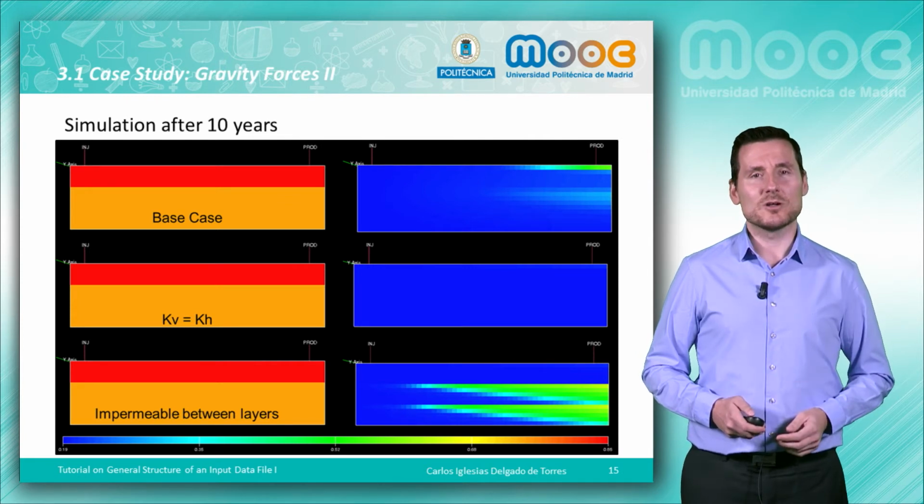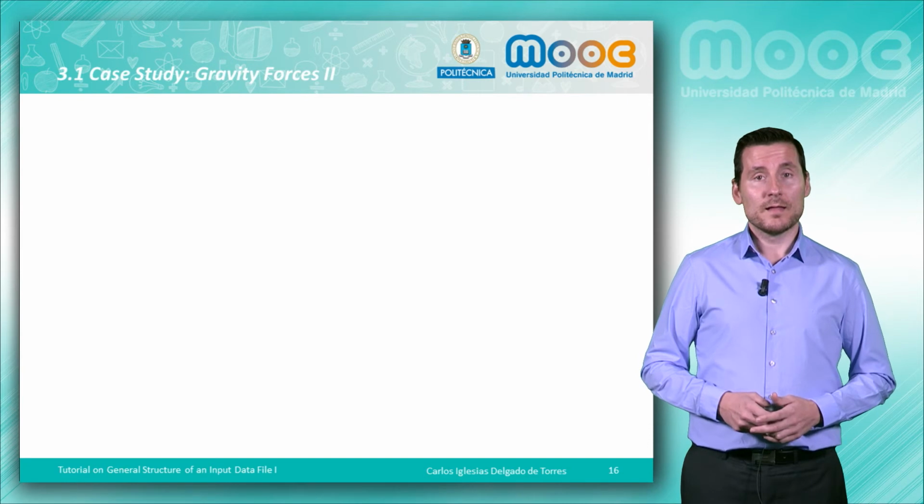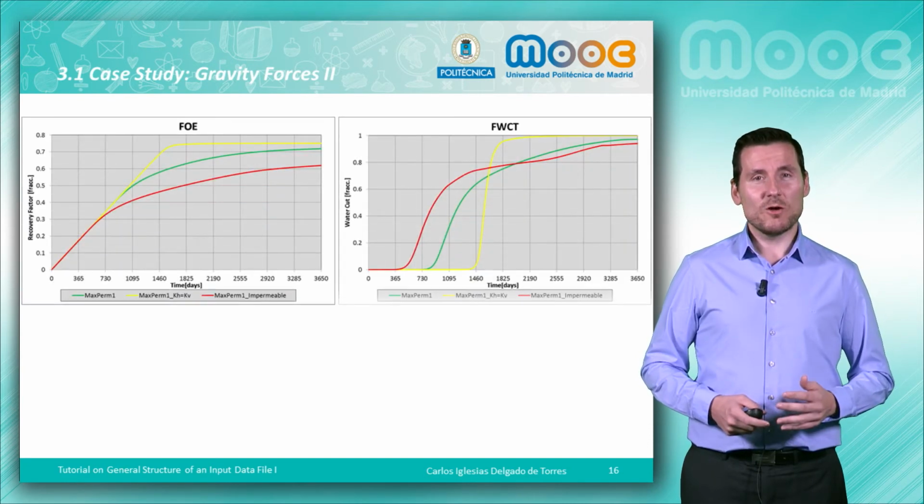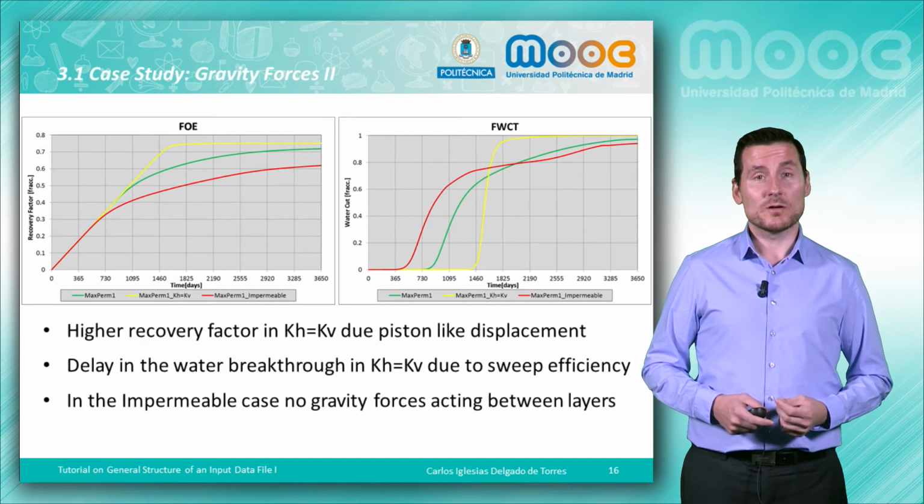Let's analyze these results. This time, in the recovery factor plot, we can see that the yellow case, corresponding to the permeability ratio 1 case, is the highest. The main reason for that is the good vertical communication. The gravity forces made the waterfront advance like a perfect piston. This kind of displacement is very efficient and leaves very small quantities of unswept oil behind the front.